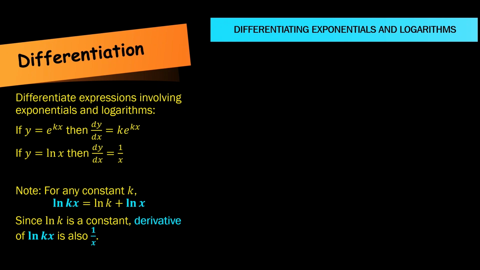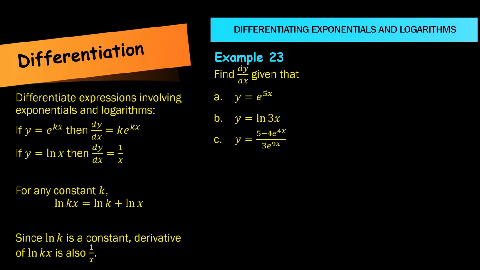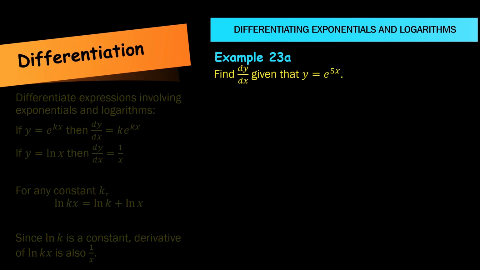We are required to find dy dx given that y equals e to the power 5x. So let's solve this. Now y equals e to the power 5x implies dy dx equals 5e to the power 5x. Here, of course, k is equal to 5.